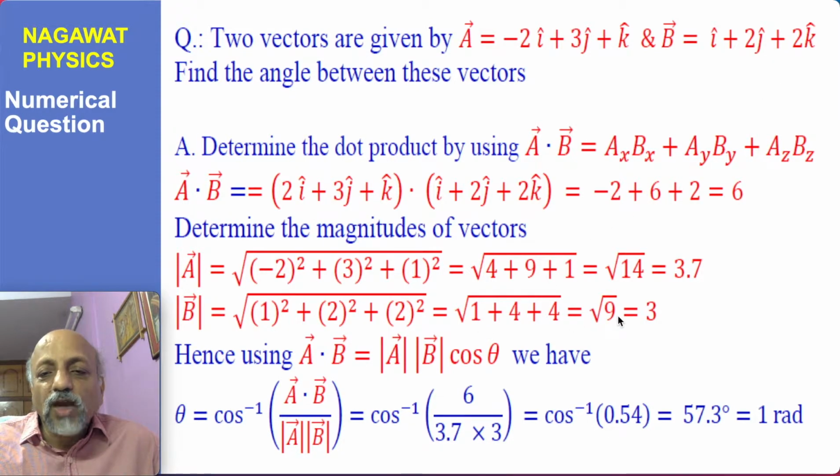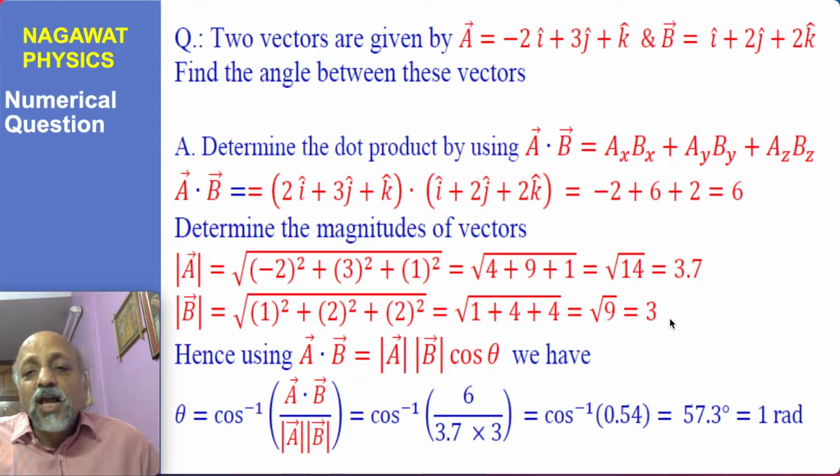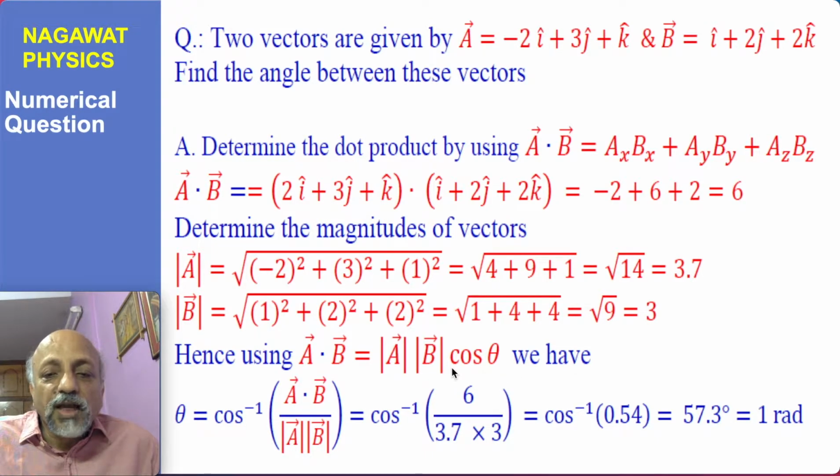So you have the square root of 9, which is very easy, and that is equal to 3. So now you know all the three quantities: A dot B, magnitude of A and magnitude of B. Then by definition we know that A dot B is equal to magnitude of A into magnitude of B into cosine of theta. This is the defining relationship. So we can find cos theta from this formula, and if you know cos theta, then you can find theta by taking cos inverse. So I have written directly the expression that theta will be cos inverse of A dot B divided by magnitude of A and magnitude of B.